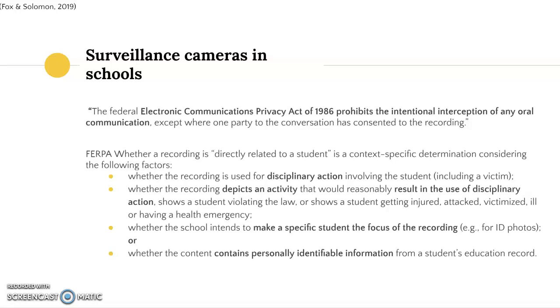So FERPA, whether a recording is directly related to a student is a context-specific determination. So here are some factors of what might happen. That could be whether the recording is used for disciplinary action involving the student, whether the recording depicts an activity that would reasonably result in disciplinary action. So things like showing the student violating the law, getting injured, attacked, victimized, ill, or having a health emergency, whether the school intends to make a specific student the focus of the recording, and whether the content contains personally identifiable information.